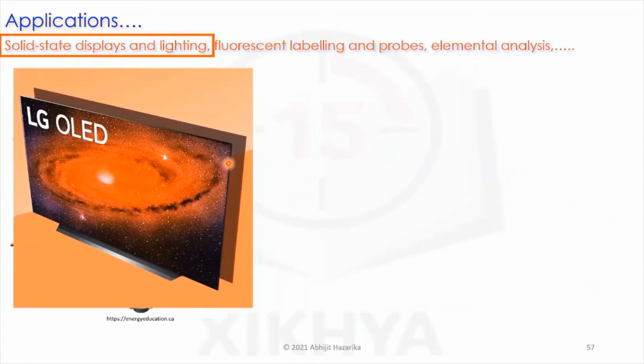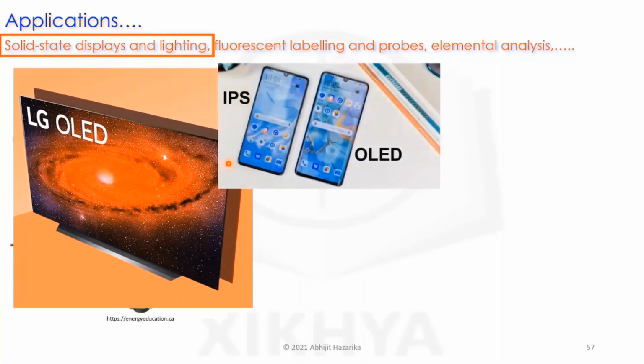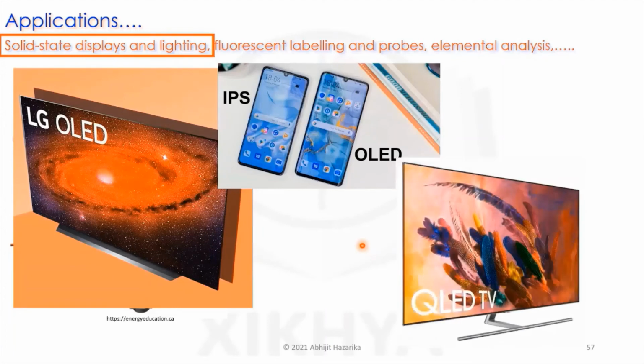So in terms of displays, if you look at televisions or your mobile phones nowadays, all of them have LED displays, which is light emitting displays. Here in these televisions and mobiles, organic fluorophores are being used. That's why they are termed as OLED or organic light emitting displays. Nowadays, quantum dots are also used in displays.